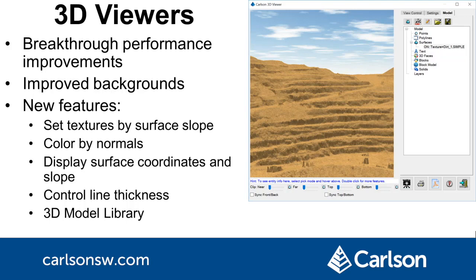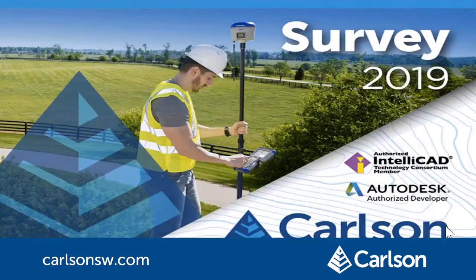The 3D model library translates simple CAD symbols into 3D models, CAD line work into linear 3D models, and CAD polyline areas into surface textures by CAD layer.